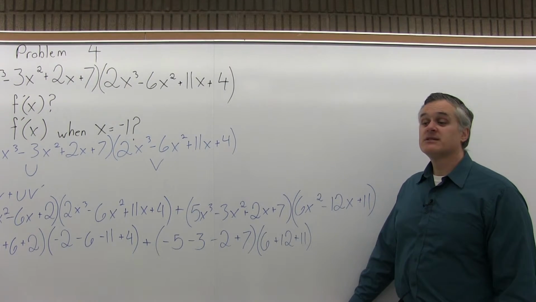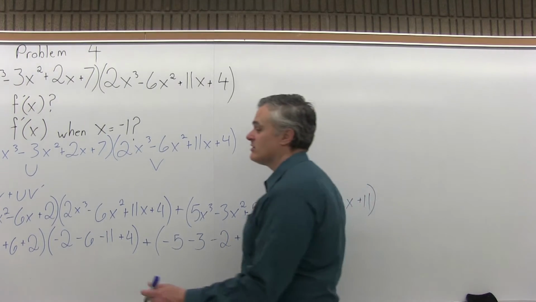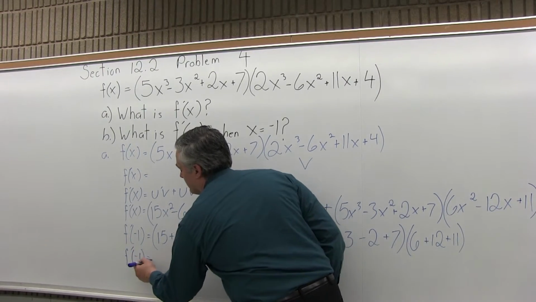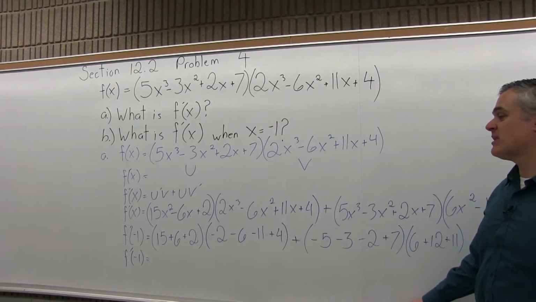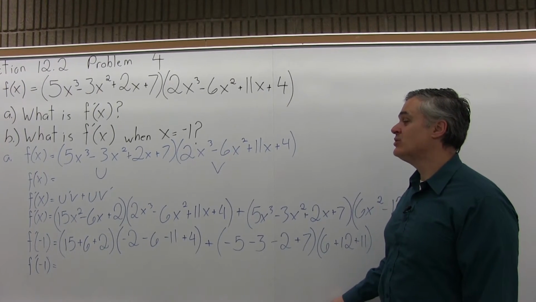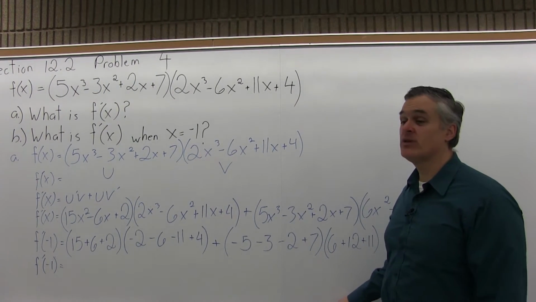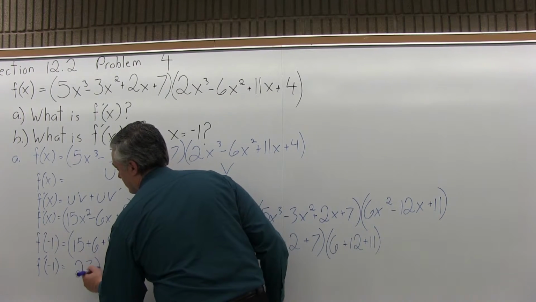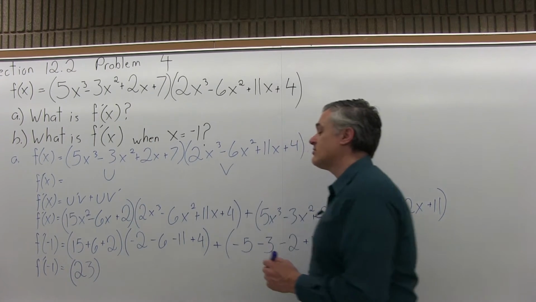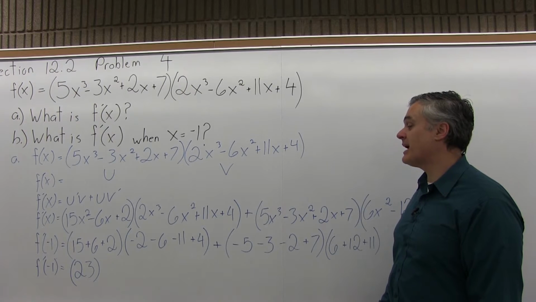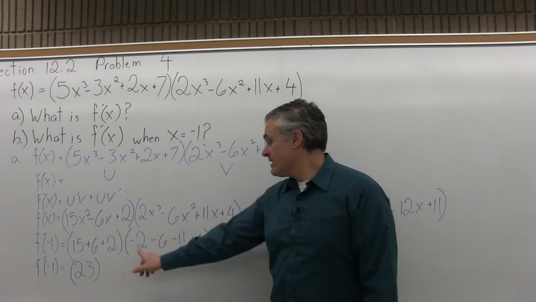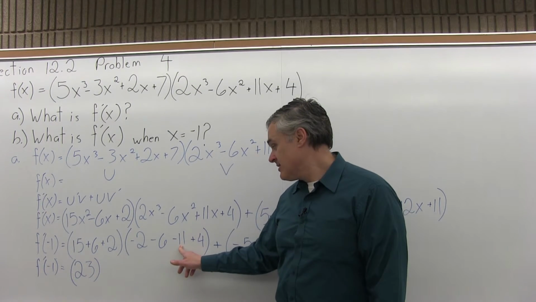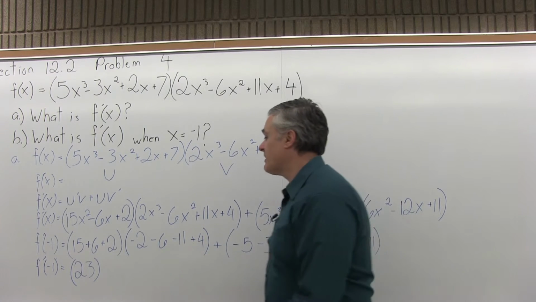So now I can simplify a little further. Let me come back to the left. Have f prime of negative 1 equals. So the first set of parentheses I have in my answer is 15 plus 6 plus 2. 15 plus 6 is 21. 21 and 2 more is 23. Positive 23. Then there's another set of parentheses next to that. I have negative 2 minus 6 minus 11 plus 4. Negative 2 minus 6 is minus 8. Minus 8 minus 11 is minus 19. Minus 19 plus 4 is minus 15.